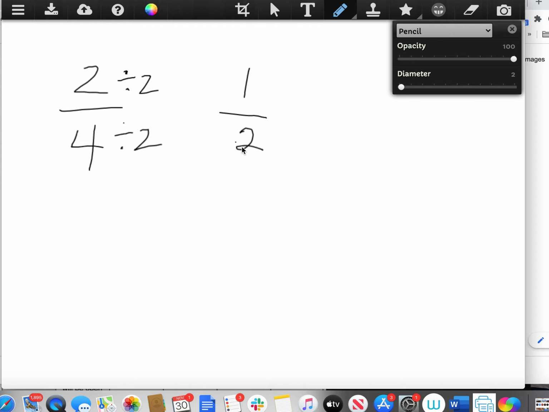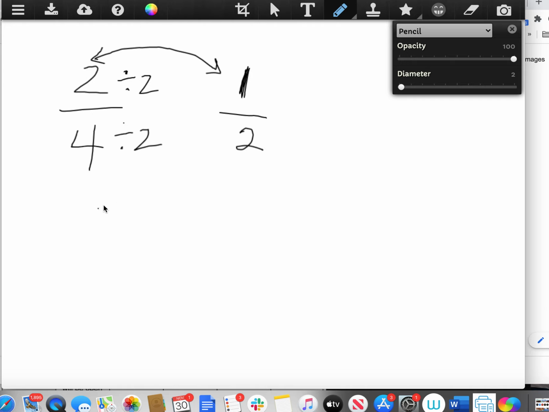They're both prime. 2 is a prime number, and 1 is not going to change. 1 can only go into 1. So 1/2 is the simplest form, or the simplified version, of 2/4. Now these are equal fractions, but this is the simplified version of it.